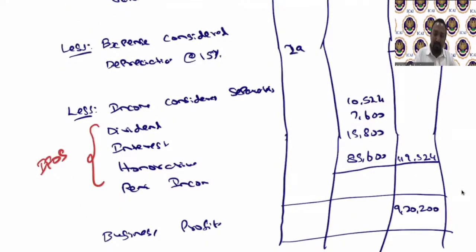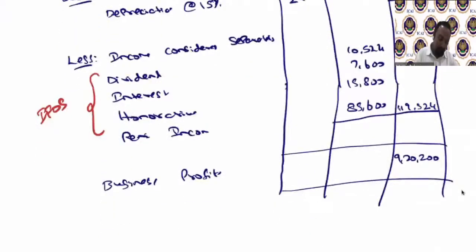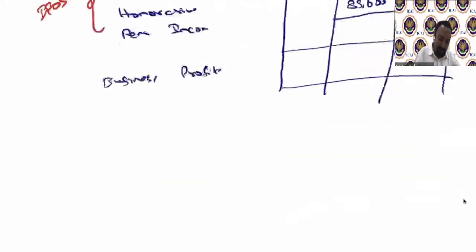So I'm providing depreciation for 12,000 and the income from other sources is separately provided: 85,600 and rental income of 119,524, and I guess everything is covered there. So that is about it. So we'll move on to calculating the tax.